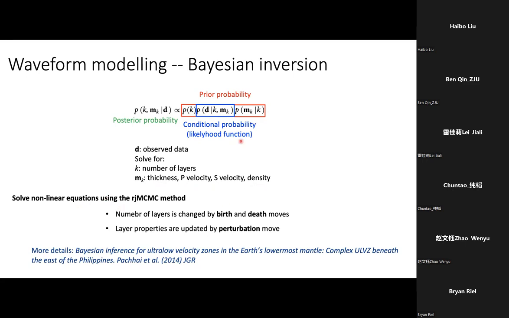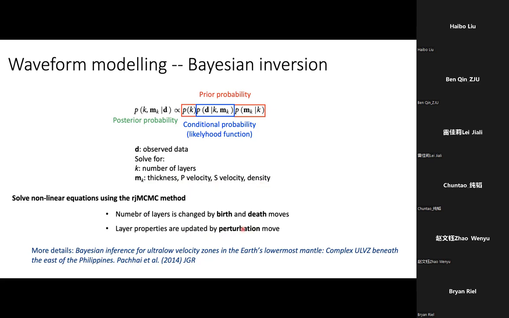Because this is a highly nonlinear equation, it's difficult to solve with conventional methods. So what they use is the RJMCMC method, which is essentially a nonlinear inversion method. There are three moves in this method: birth, death, and perturbation. Birth means you add a new layer, give birth to a new layer. Death means you remove a layer, so you reduce the number of layers. And the perturbation move means you change the model properties: thickness, P velocity, S velocity, and density.